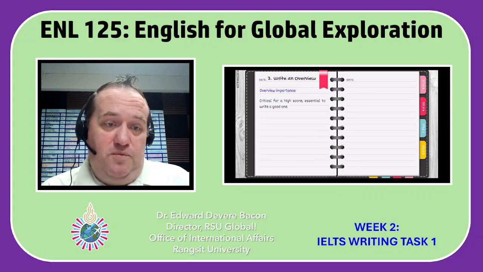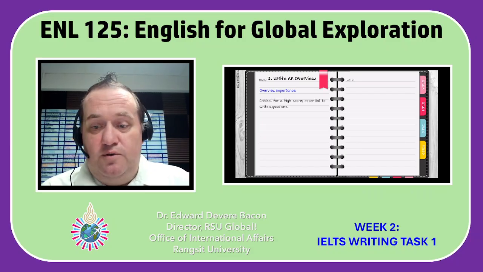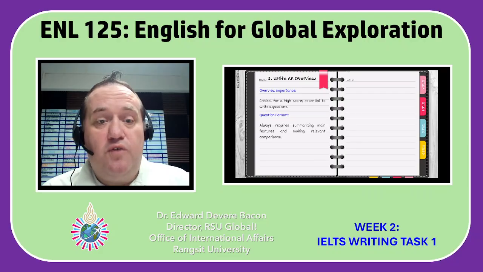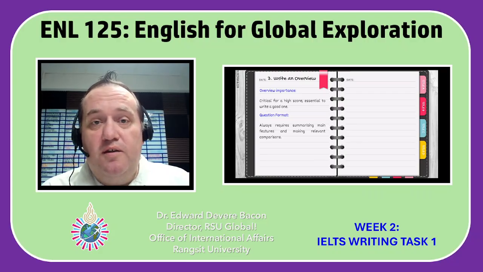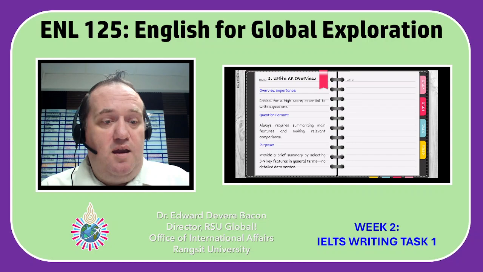Overview of importance. It's critical for a high score, essential to writing a good one. Question format: it always requires summarizing main features and making relevant comparisons. So make sure you do that. You'll focus on the important details and leave out the details that are not so important. What you want to do is provide a brief summary by selecting 3 to 4 key features in general form, so no detailed data needed.